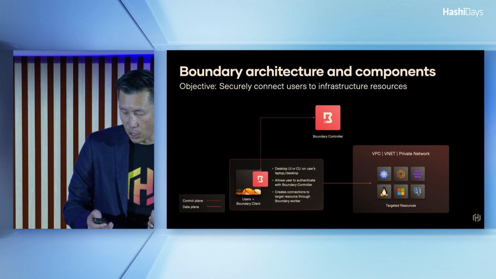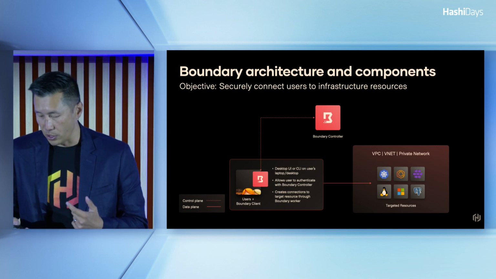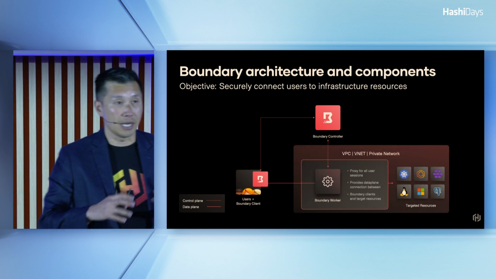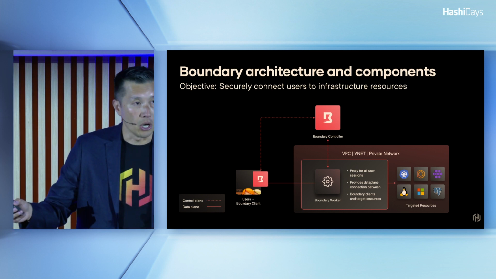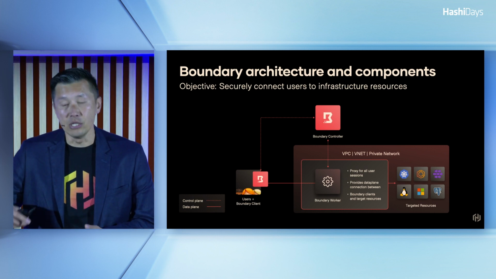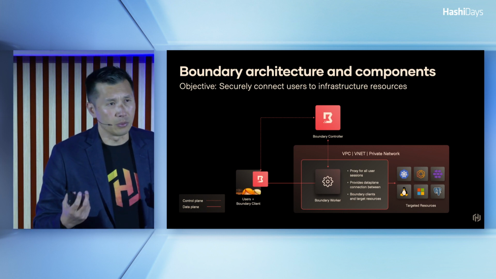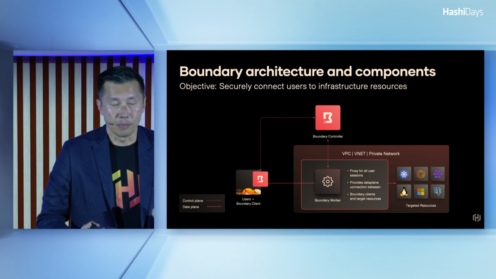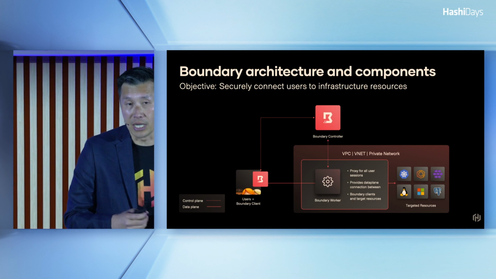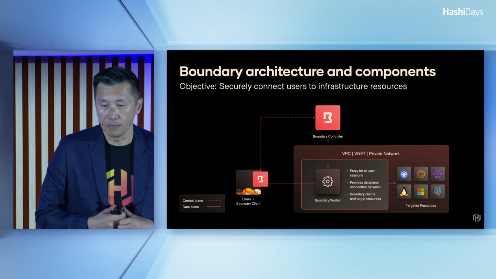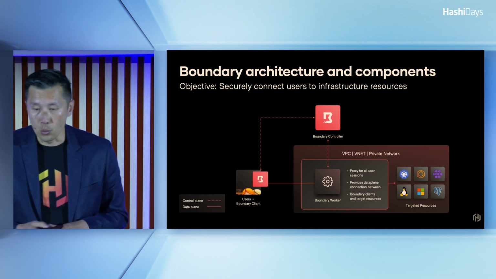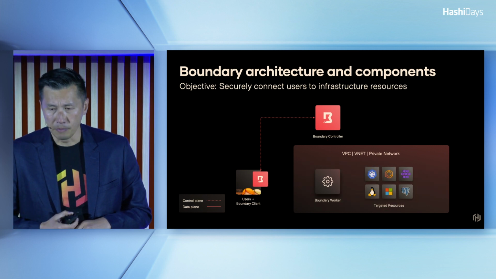Then, how do they actually get in? They communicate with the Boundary controller. The Boundary controller tells them, okay, if you want to connect to these certain targets, here's where you go. It directs them to connect into the network, into the infrastructure, using a Boundary worker. So the Boundary worker is really the data plane. It's the component that proxies all user sessions into the environment, right? So these are the three main components there.